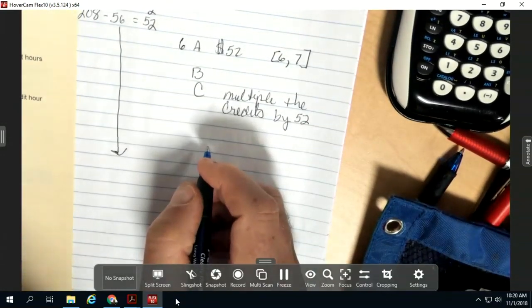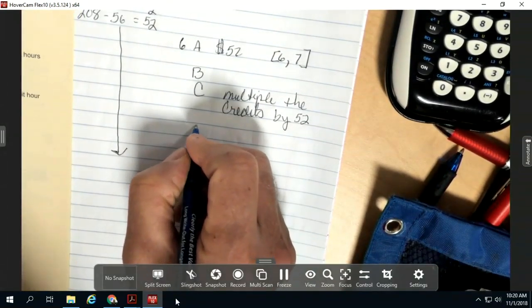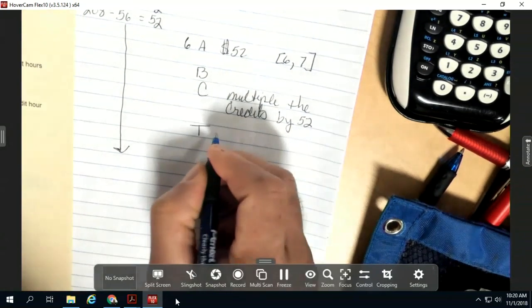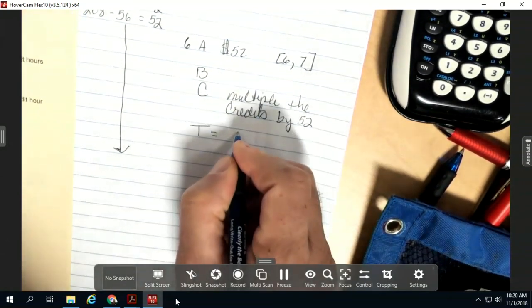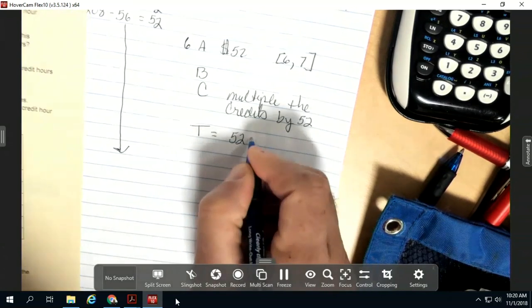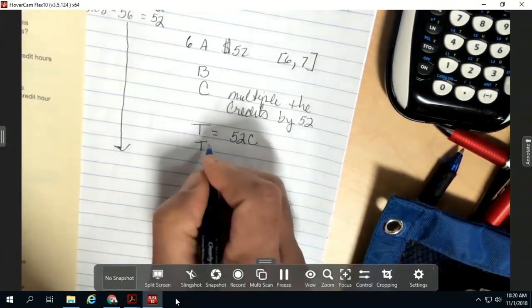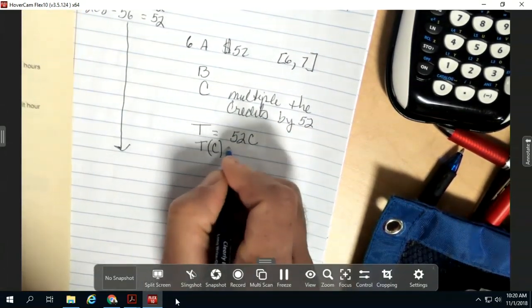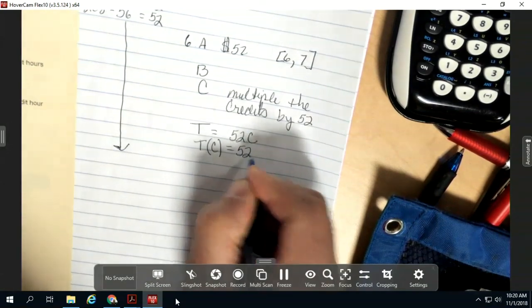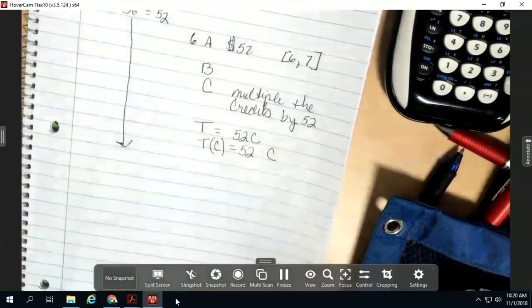Write a formula that describes the relationship. Well, this time they don't want us to write it as a function. They just want to write it as a formula. T equals 52C. Or we could write it as a function. T of C is 52C. Everybody good with that?